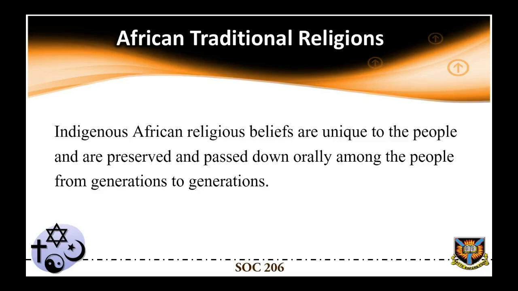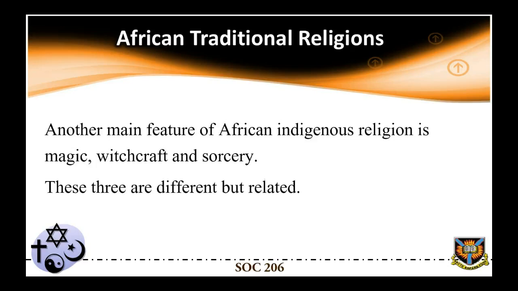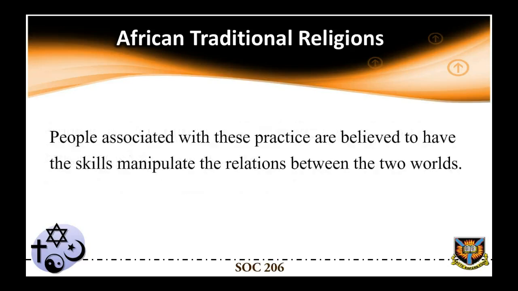Another main feature of African indigenous religion is magic, witchcraft, and sorcery. These three are different but related. They are important aspects of beliefs about the interactions between the natural and the supernatural. People associated with these practices are believed to have the skills to manipulate the relations between the two worlds.